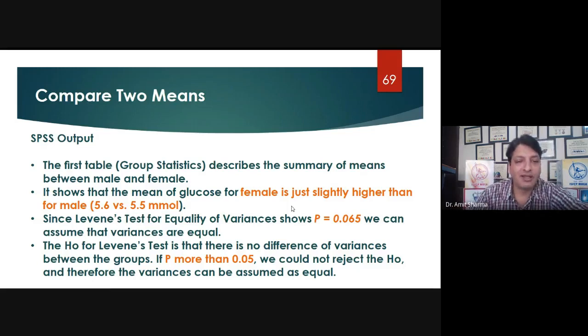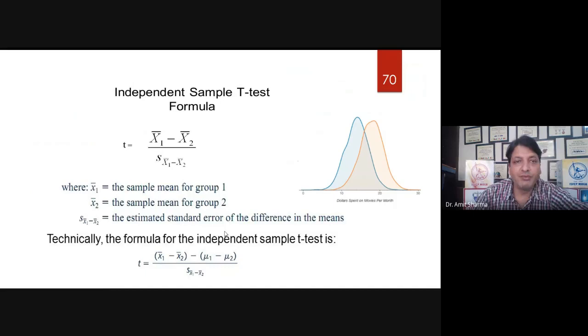So these results will be written in the MLA style. You can discuss the mean and SD, the degrees of freedom, the p-value of Levene's test, and the p-value of the t-test. So how to do it manually?